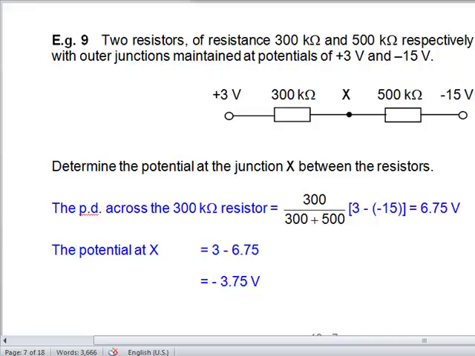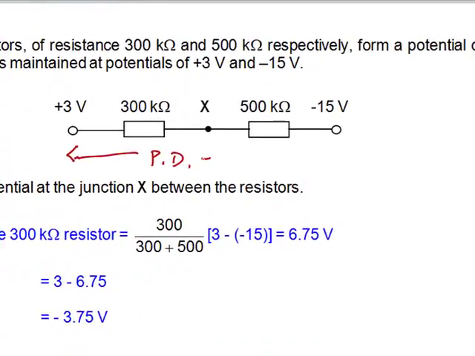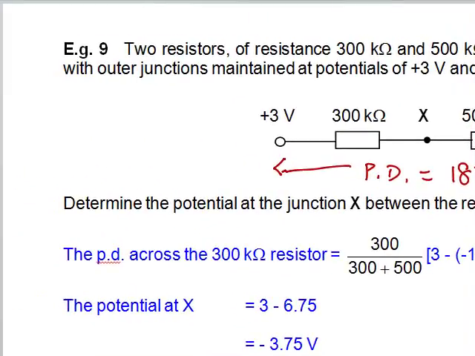To calculate the potential at point X, you need to work out the potential difference between the two ends first. Now first of all, the difference in PD, potential difference, is not 3 volt or 15 volt, but rather 18 volts. The 3 volt drops down to 0 and drops by another 15 volt to become negative 15 volt. So the total potential difference is 18 volt.